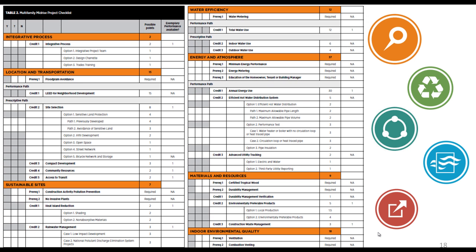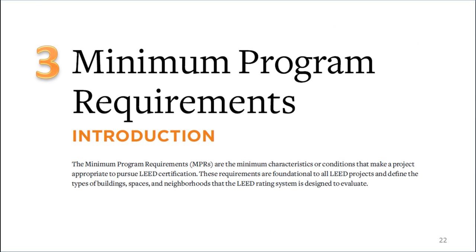Table 2 is for the Multifamily Mid-rise Project Checklist. You can still see the yes, maybe, and no at the top of the table, and the possible points on the right side, and the exemplary performance available on the right side as well. We will now proceed to minimum program requirements.